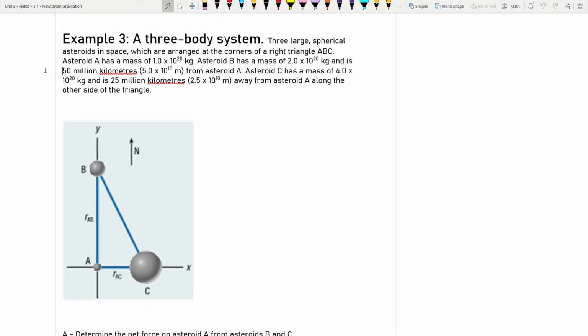So we've got A to B is 5.0 times 10 to the 10 meters. And this down here is, what did we say that was? 2.5 times 10 to the 10 meters.